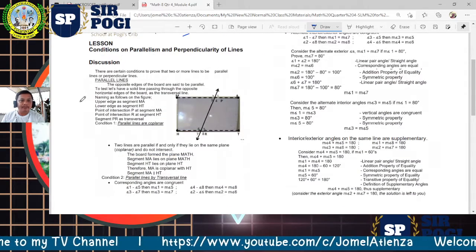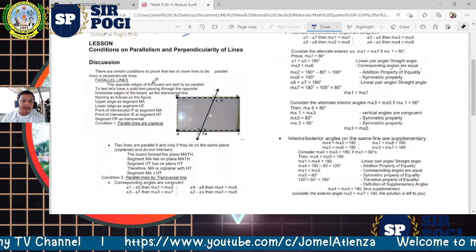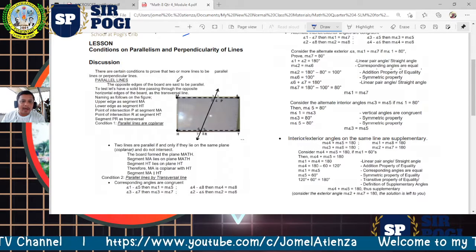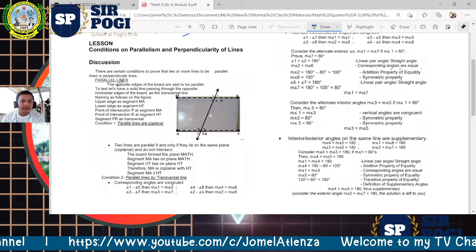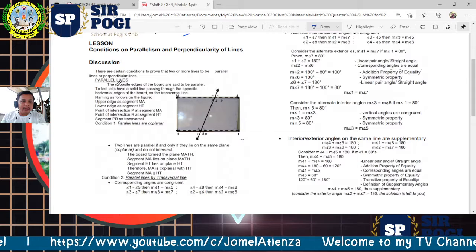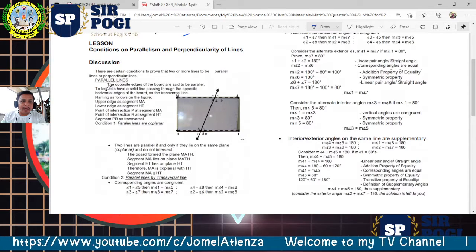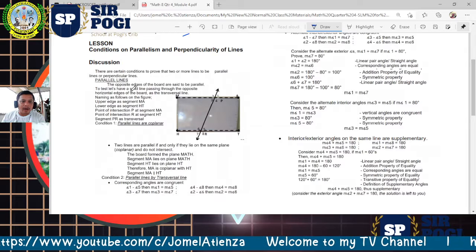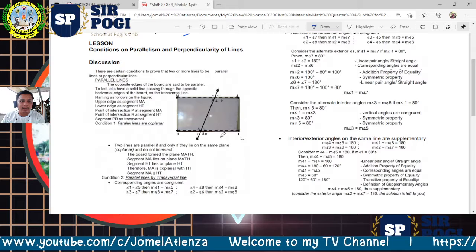Okay, so when we say parallel lines, the opposite edges up on the board are said to be parallel, and to test if it is parallel, let's have a solid line passing through the opposite horizontal edges on the board as the transversal line. Okay, so for example this one.